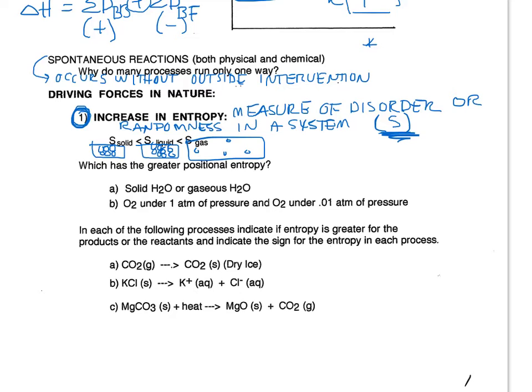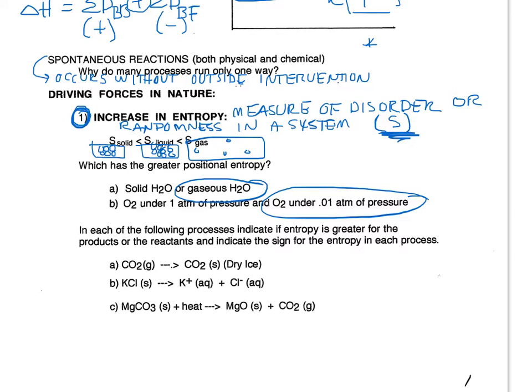Now we get to play a game. It's called Which Has the Greater Positional Entropy? Solid water or gaseous water? Positional entropy, and I'm talking about the position of the molecules themselves. What do you think? Yep, you're right. It would be the gaseous H2O. How about oxygen under 1 atm of pressure or oxygen under 0.01 atm of pressure? Which one has the greater entropy? Yeah, it will be able to move a lot with greater randomness if it is under 0.01 atm of pressure.